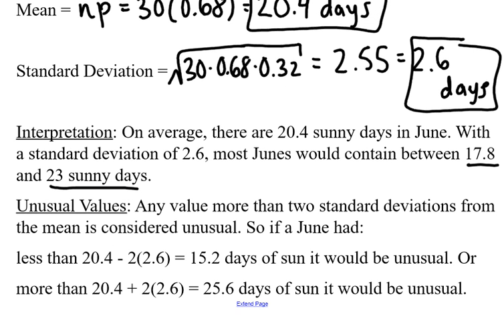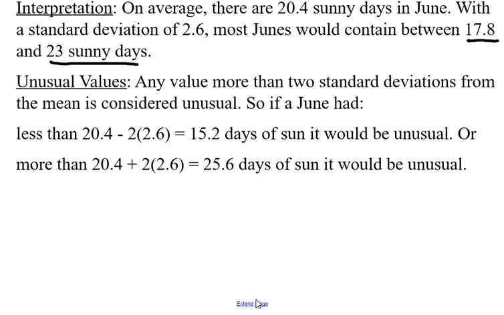Unusual values. Unusual values using the standard deviation are any values that are more than 2 standard deviations away from the mean. That's what we consider to be unusual. So if a June had less than 15.2 days, where did I get that? I took 20.4, my average, and I subtracted off 2 standard deviations. 2 times 2.6 is 5.2. If I subtract off 5.2, I'm going to get to 15.2.